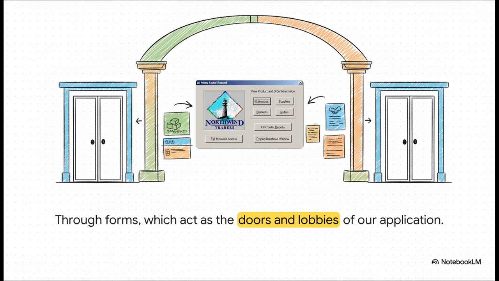Think of this main switchboard as the grand lobby of our building. It's not where all the work gets done, but it gives you these clear, simple buttons to get you to the right department, whether you need to go to categories, suppliers, or products. This is your main entryway.